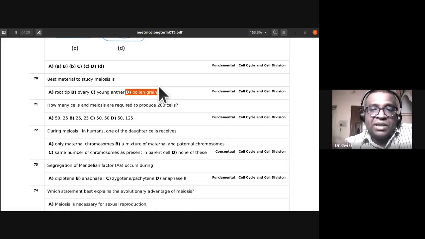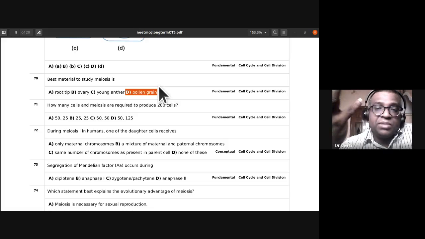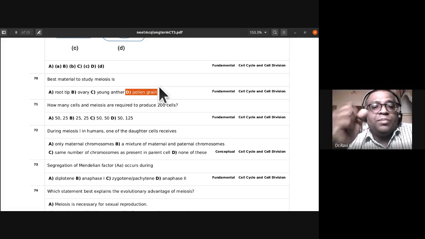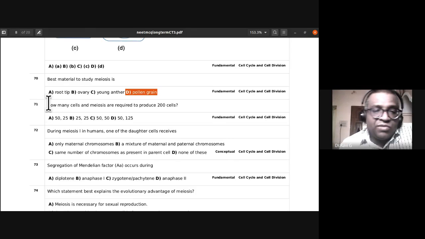undergoing division. If you take the gynoecium, the ovary has only one or two. Pollen grain formation is more in number. So the best stage to study meiosis is always pollen grain, not ovary or young anther or root tip. In a young anther, the cells are just going to be in the sporogenous stage. Someone, one of you, sent this question.